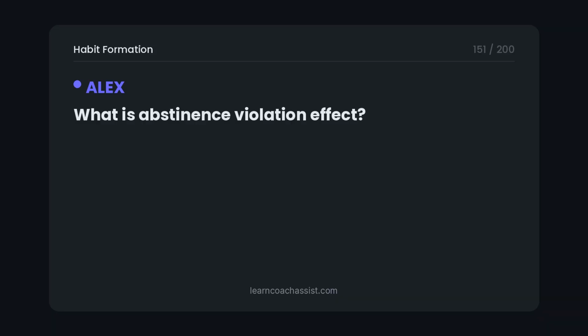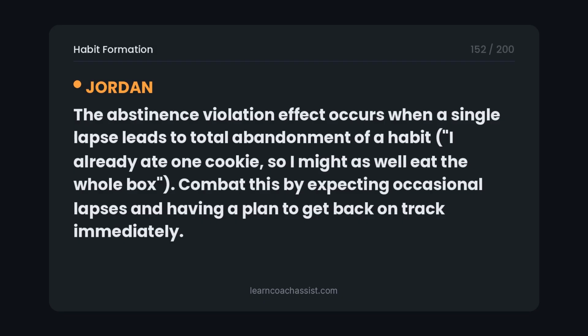What is abstinence violation effect? The abstinence violation effect occurs when a single lapse leads to total abandonment of a habit. "I already ate one cookie, so I might as well eat the whole box." Combat this by expecting occasional lapses and having a plan to get back on track immediately.